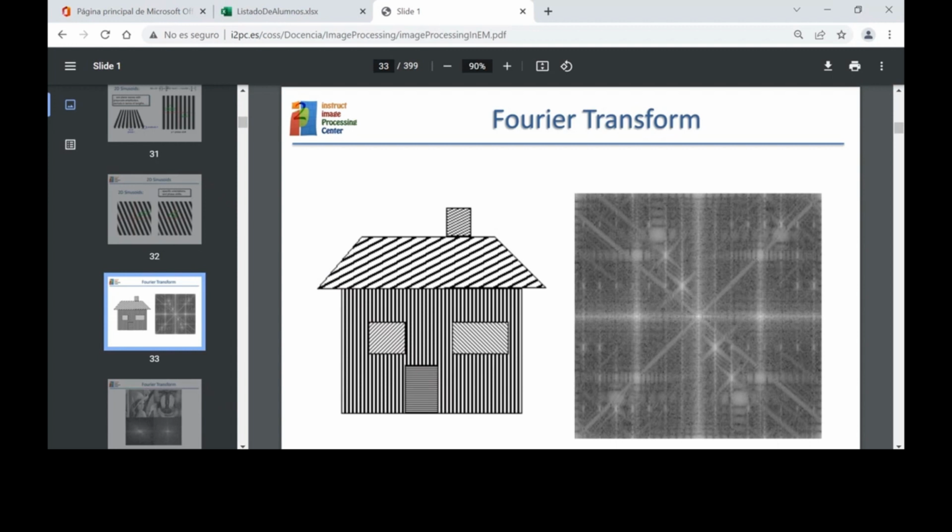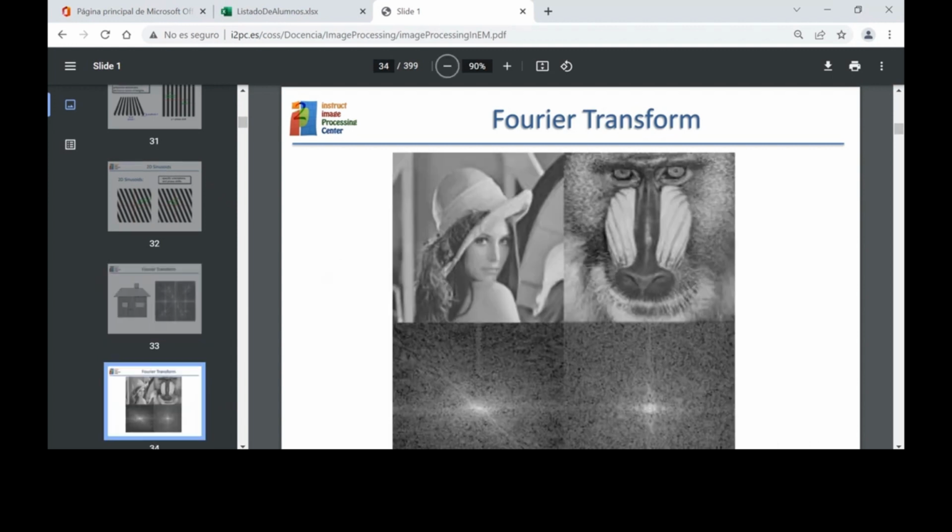Natural images are not like this, but they can also be decomposed in sinusoids in the same way, and you can annotate how much energy you need from any one of those frequencies. So you will need a lot of energy coming from these slowly varying sinusoids that are close to the origin. And then as you go farther and farther away, you need less and less energy.